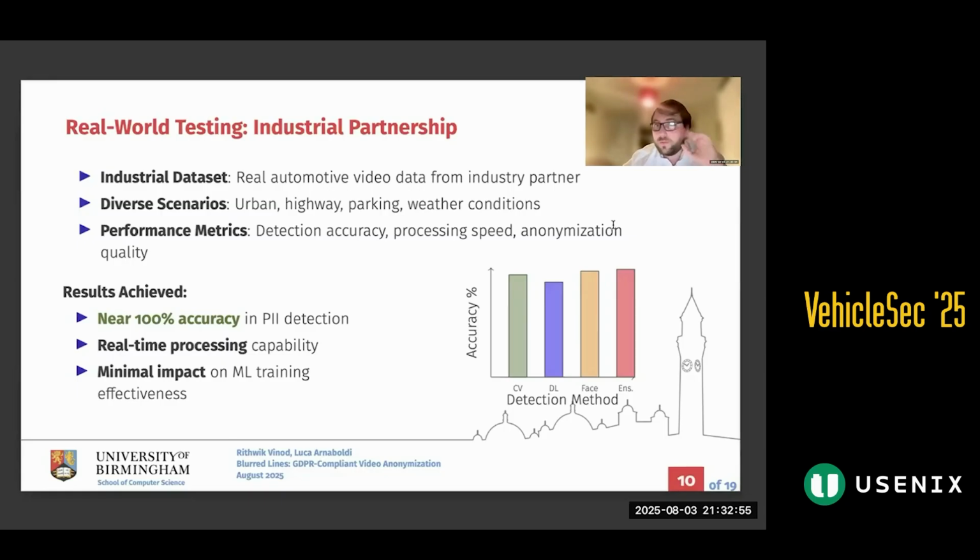This was some real automotive data from inside the city of Birmingham. Highway, parking, there were different weather conditions. It was several hours of footage run from a forward camera and a backward-facing camera. And what we achieved, and you can see it here at the bottom, was really high detection across all the things. And that was really great.